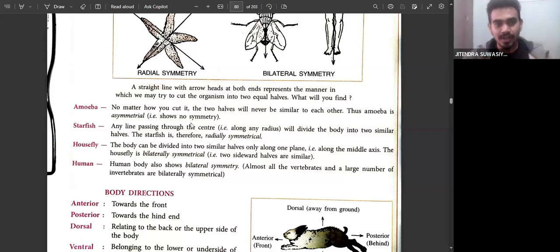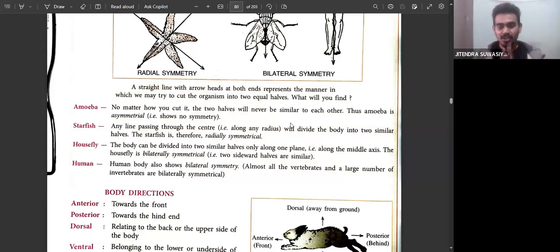So in amoeba, this shows that two halves will never be similar to each other. Why is amoeba not similar on both sides? Because amoeba doesn't have a fixed physical shape. They don't have a regular shape. In human beings, we have a regular shape. In housefly, we have a regular shape. In starfish, there is a regular shape. But amoeba doesn't have a regular shape.